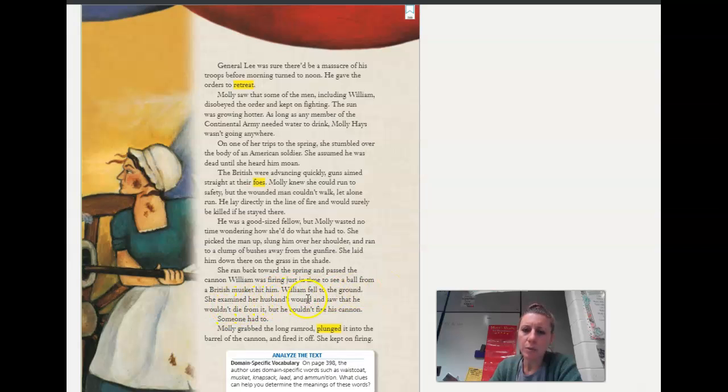William fell to the ground. She examined her husband's wound and saw that he couldn't die from it, but he couldn't fire his cannon. Someone had to. Molly grabbed the long ramrod, plunged it into the barrel of the cannon, and fired it off. She kept on firing.